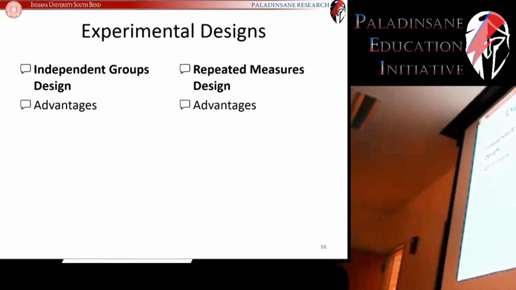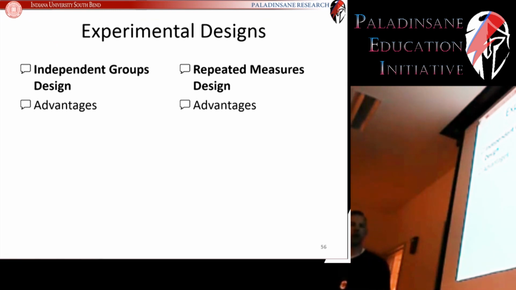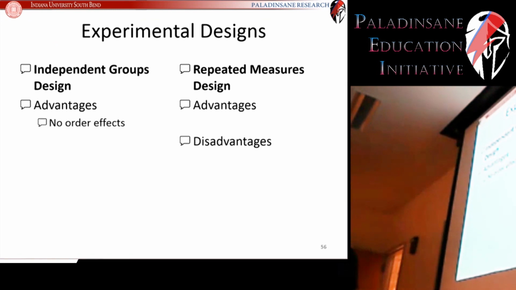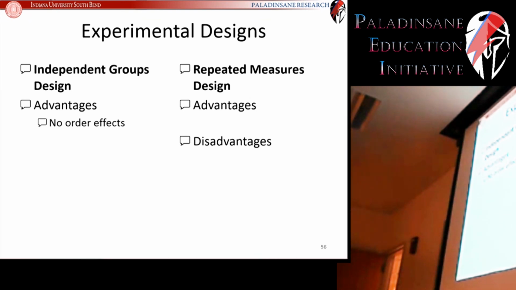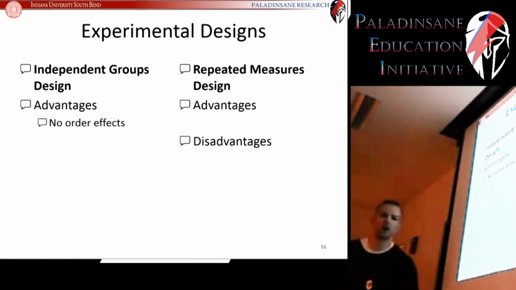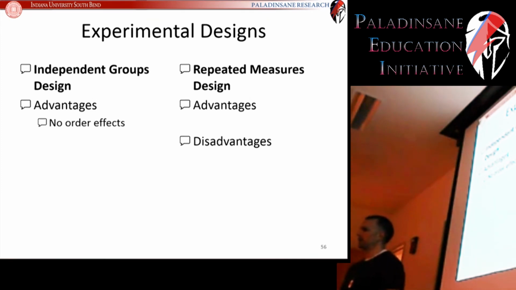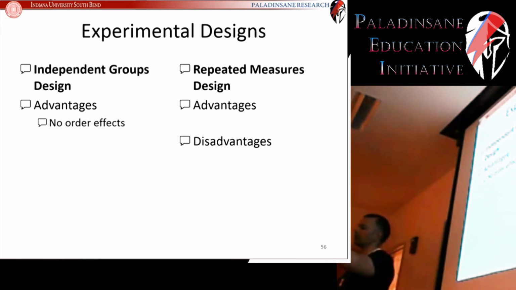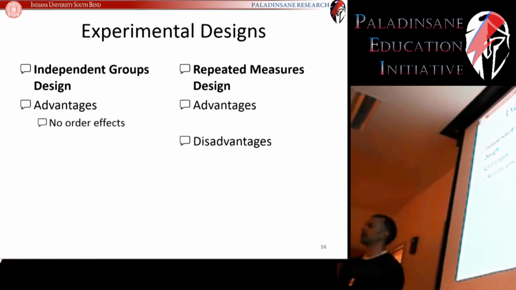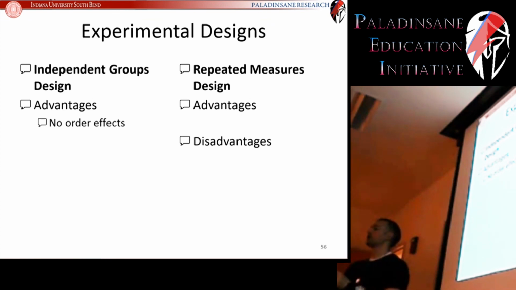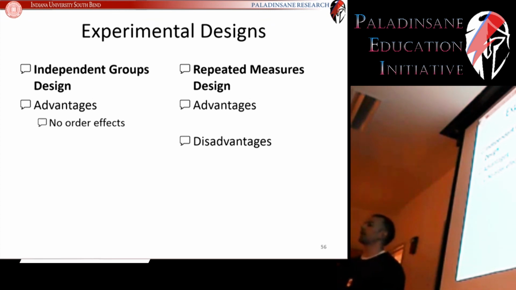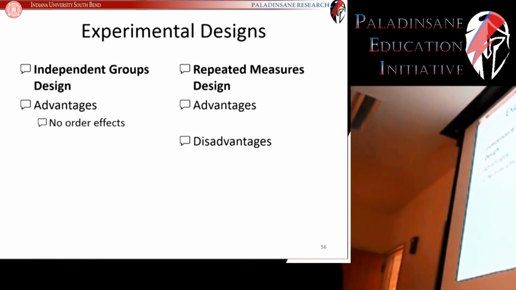So what are some of the advantages and disadvantages of these two designs? One advantage of the independent groups design is that there are no order effects. So half of your subjects do one part of the experiment, half of your subjects do the other part of the experiment. There's no order effects because they're only experiencing one level of that independent variable. So you do not have to worry about order effects.